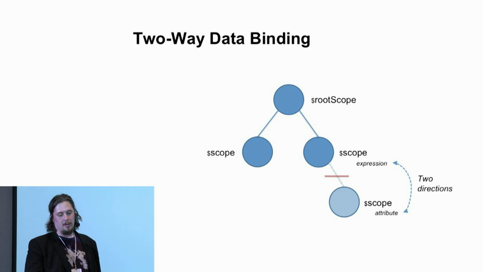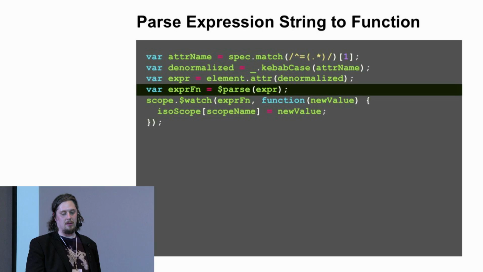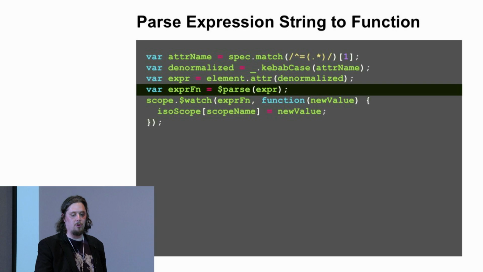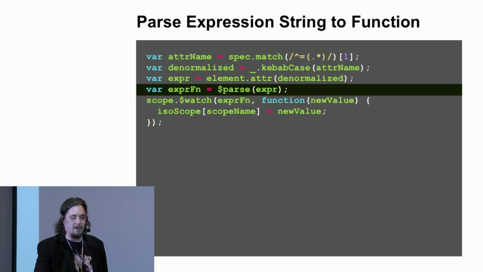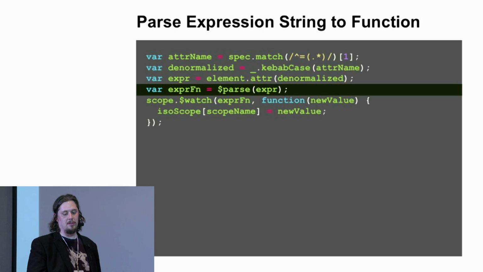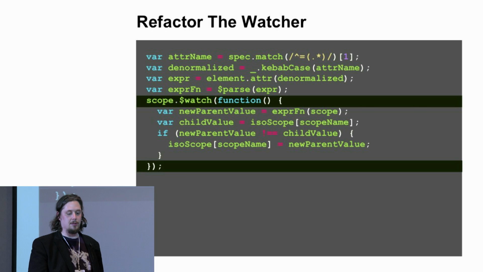Before we can go there, we need to refactor things just a little bit in our code. The first thing we'll do is parse this expression string that we have. We use the Angular parse service, the $parse, which gives us a proper expression function that evaluates this expression. And then we'll make an alternative version of the watch that we have here, which looks like this.